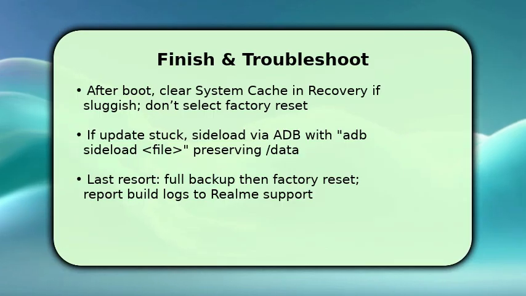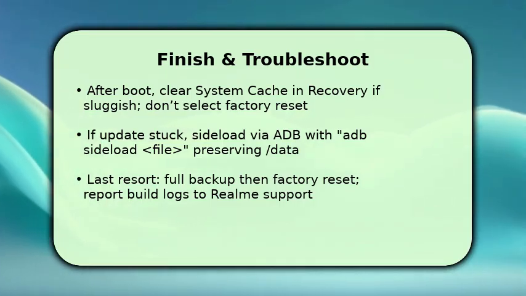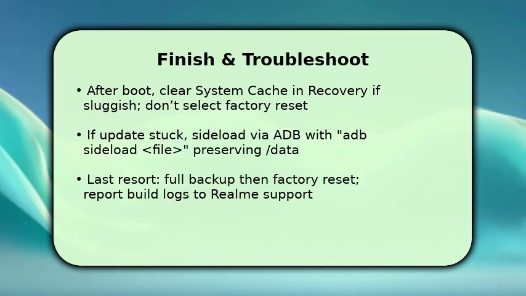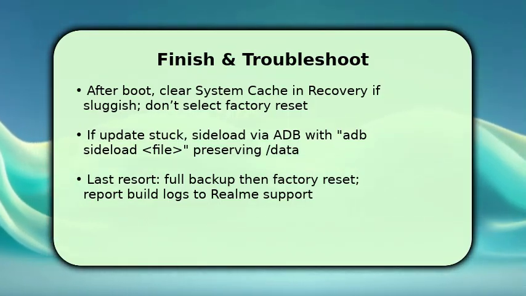If an update stalls or won't apply, use ADB sideload with an ADB sideload file to push the package while aiming to keep user data intact. If nothing works, back up fully and perform a factory reset as a last resort. Then contact Realme support with build logs for help.